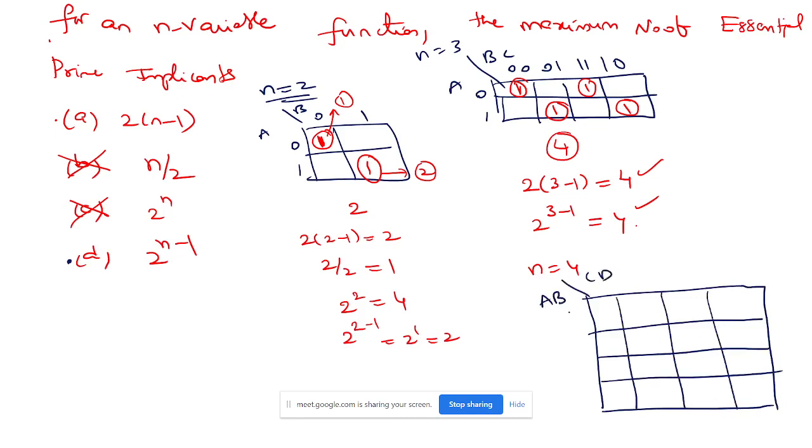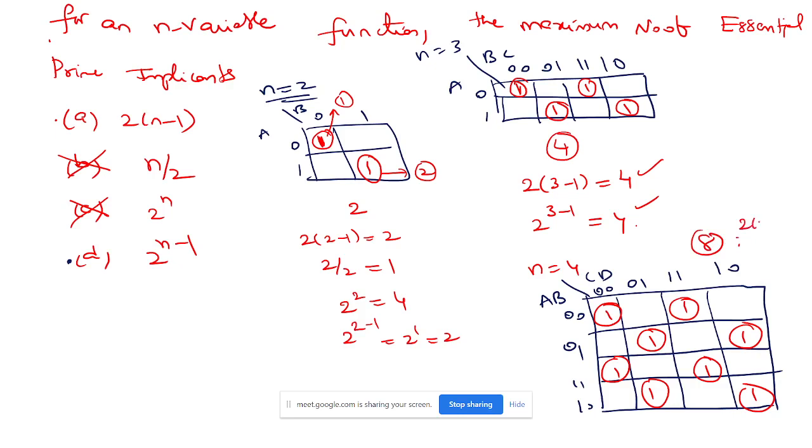A, B, C, D, 0, 0, 0, 1, 1, 1, 1, 0, 0, 0, 0, 1, 1, 1, 1, 0. Again, same zigzag pattern you can follow, right? 1, 1, like this. So this is one API, this is one API, this is one API. Because no group of 2s are possible, group of 4 ones are possible, group of 8 ones are possible. So overall, 8 are possible.